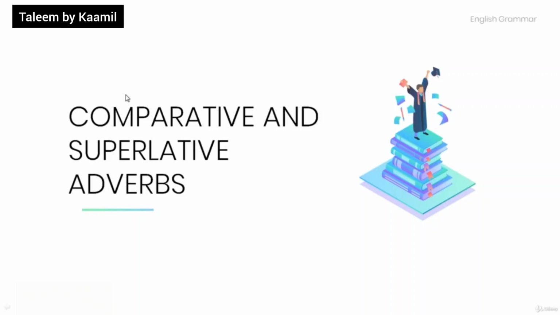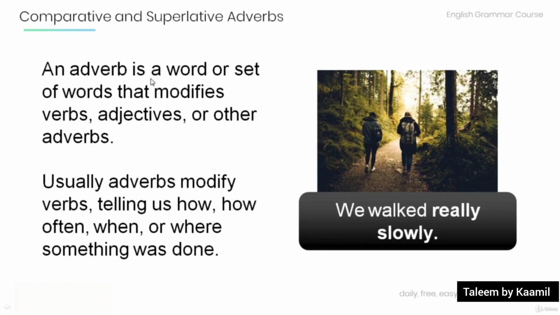Welcome to this tutorial. Today we're going to talk about comparative and superlative adverbs. Remember that an adverb is a word or set of words that modifies verbs, adjectives, or other adverbs. Now usually adverbs modify verbs, telling us how often, when, or where something was done.